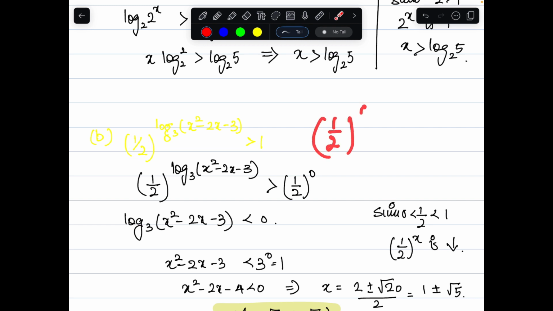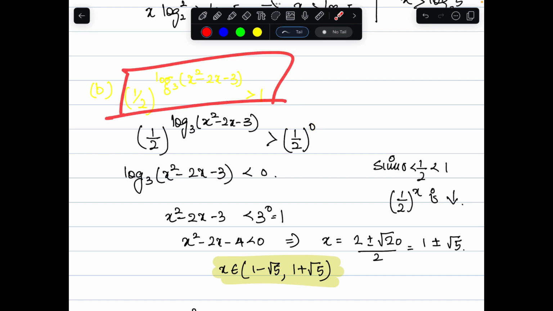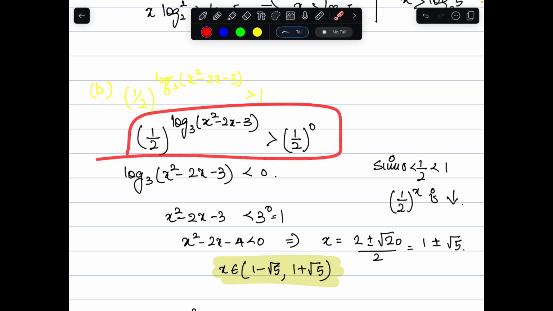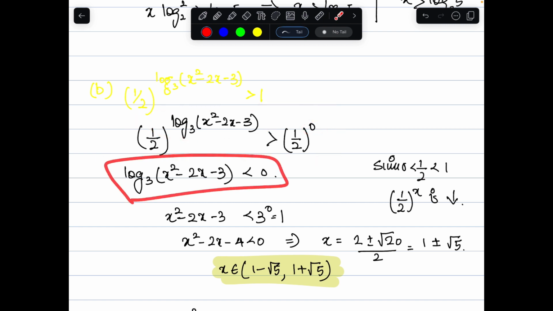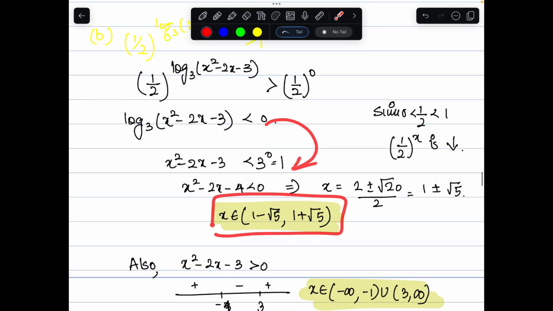Next one over here is, you have 1 by 2 which lies between 0 to 1, and thereby 1 by 2 power x is a decreasing function. Now what I am trying to do is, I am trying to make base same on both the sides of the inequality. So 1 can be written as 1 by 2 whole power 0. Now I am trying to compare the power. Now I know that half is a decreasing function. So with this inequality, the relation between the exponent is going to be this. Thereby solving this inequality, I will get this as the value of x.